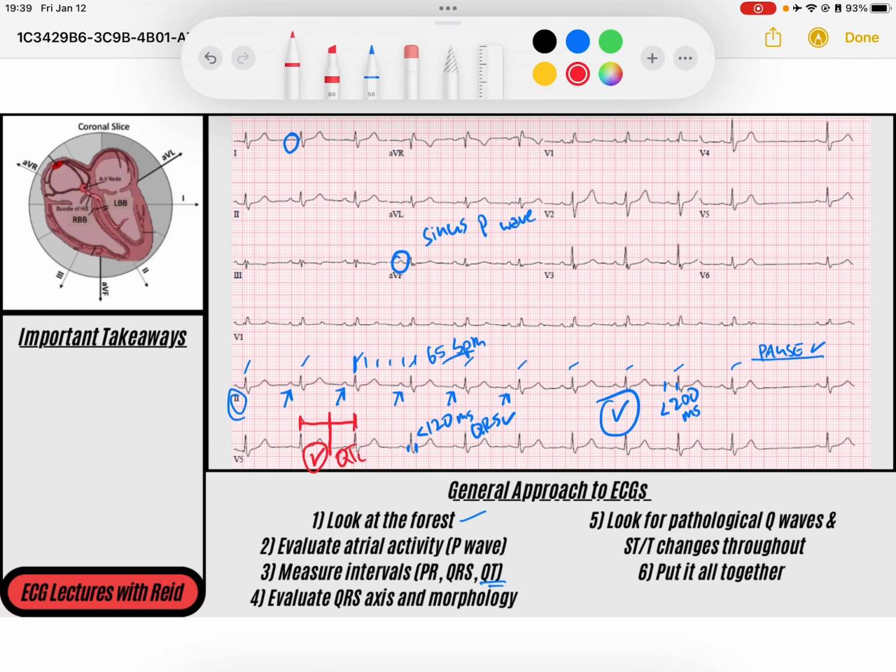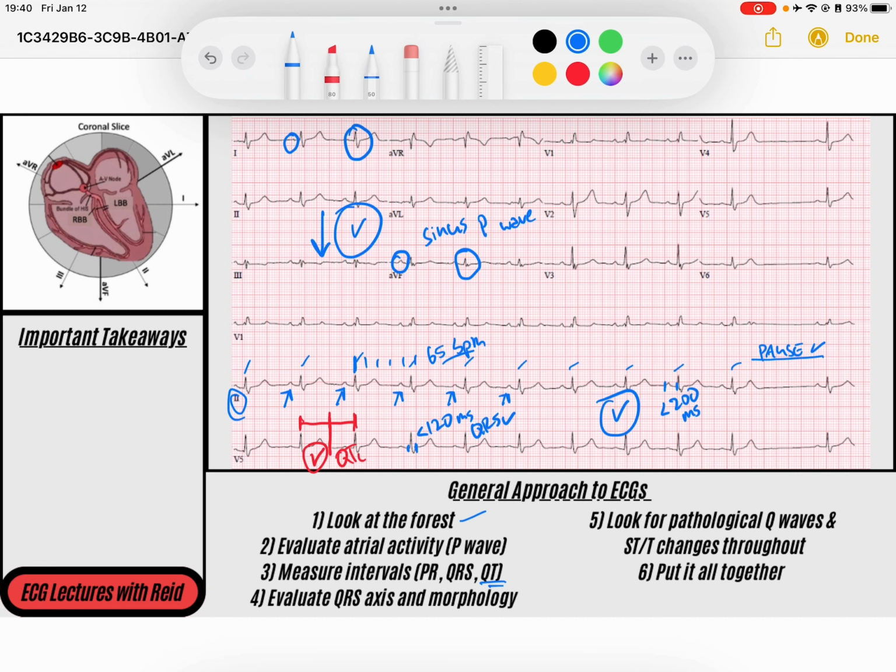Next thing we'll do is the next step in our conduction pathway. We've evaluated our atrial depolarization. We've evaluated our PR interval, our AV node. And now let's look at the QRS. My QRS axis, it's isoelectric in lead 1, so that means it's perpendicular to lead 1, and it's upright in AVF, so that means my QRS axis is going straight down, so that's a normal axis.